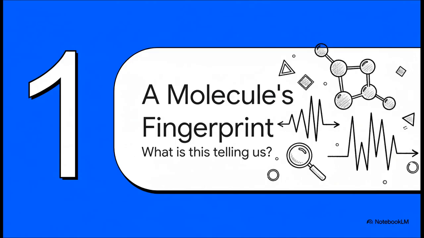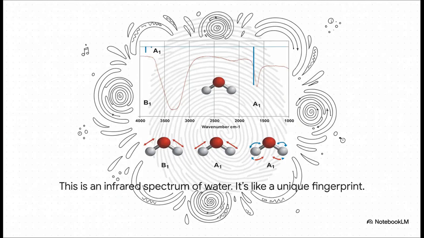All right, so our investigation kicks off with a bit of a mystery. Imagine you're a chemist, right? And you see a graph that looks something like this. At first glance, it just looks like a bunch of squiggly lines. But this is actually a message. It's a kind of fingerprint sent directly from a molecule. And this specific fingerprint? Well, it belongs to a molecule you know very well, water.